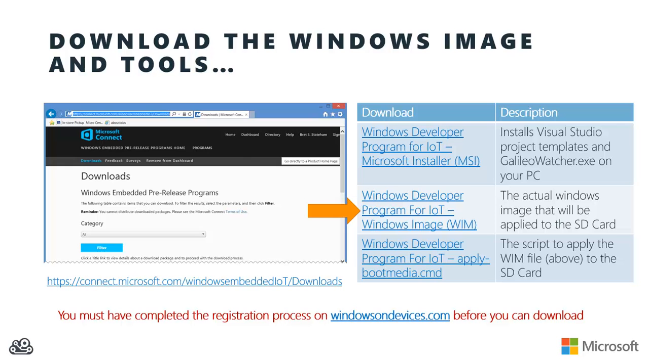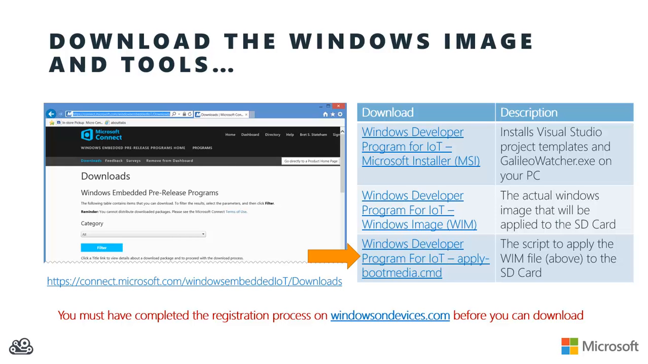The next download is the Windows Developer Program for IoT Windows Image, or WIM file. That's going to be a big long file name, and make sure to just download the latest version of it. That's the actual Windows image that's going to be applied to the SD card, and that you'll then turn around and boot your Galileo from. And then lastly, there's the Windows Developer Program for IoT apply-bootmedia.cmd file. That's the script file you'll use to actually apply that Windows image file from above onto the SD card. So for me, it makes sense to download those two files, that CMD and the WIM file, into the same target directory.